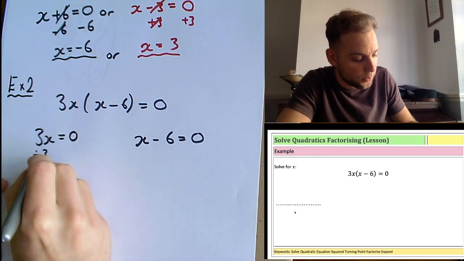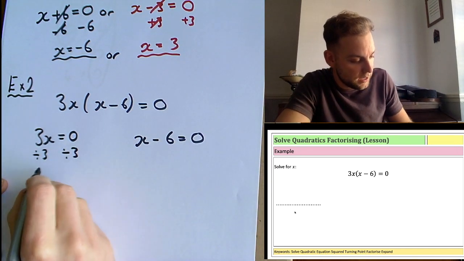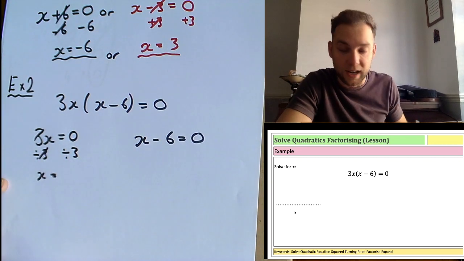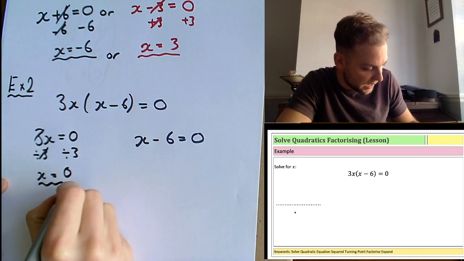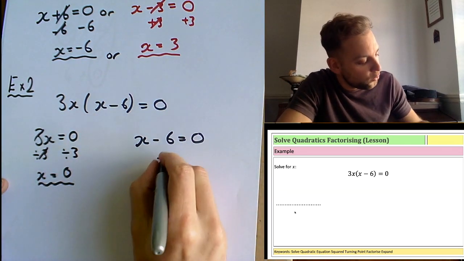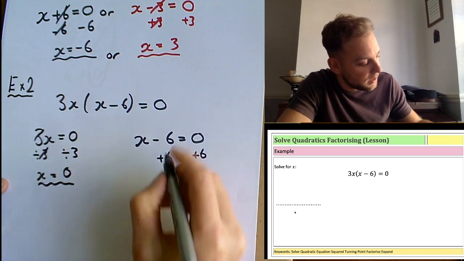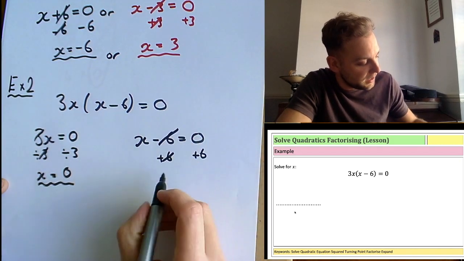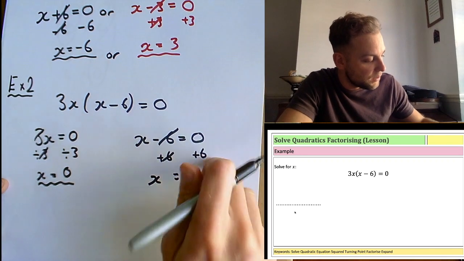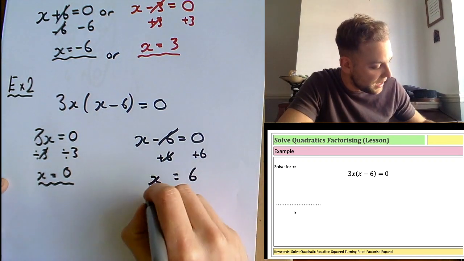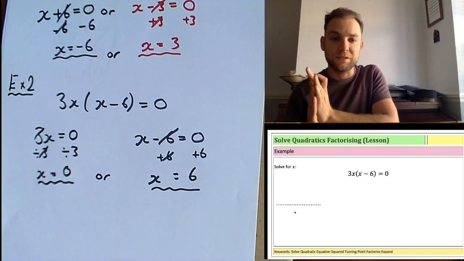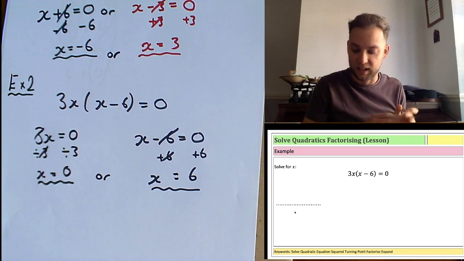So divided by 3, 3x divided by 3 is just equal to x. 0 divided by 3 is equal to 0. There's my first solution. And on this one, plus 6. So x minus 6 plus 6 is just x. And 0 plus 6 is equal to 6. And there's my two solutions again. x is equal to 0 and x is equal to 6.